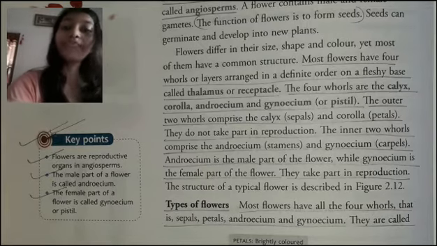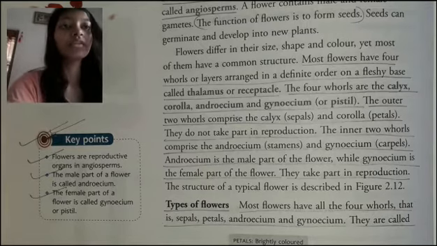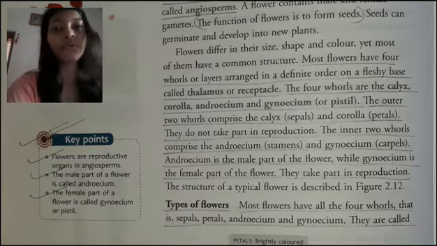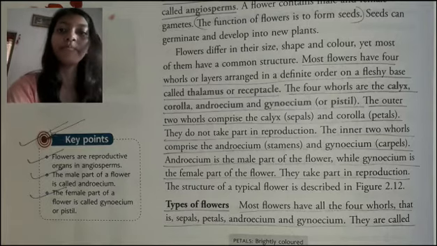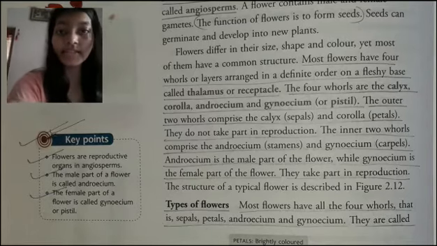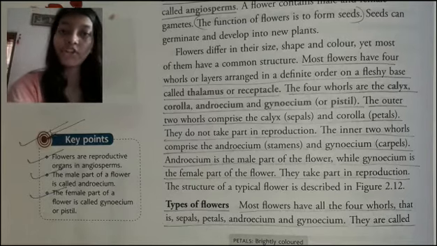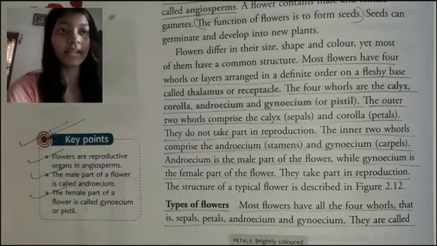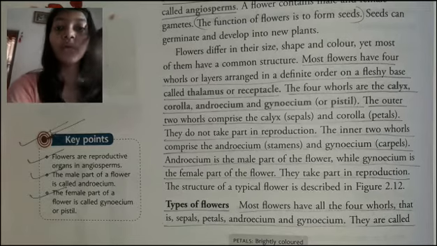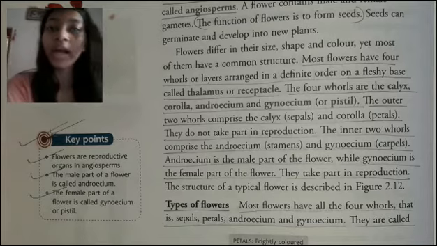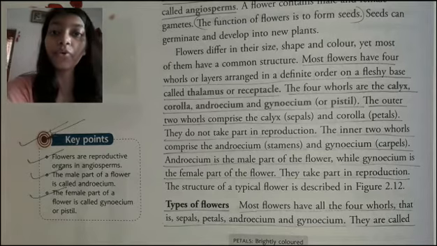Most flowers have these 4 whorls, arranged in a definite manner on the fleshy base. The thalamus is the fleshy base on which the 4 whorls of a flower are based. The 4 whorls are calyx, corolla, androecium and gynoecium. Gynoecium is also known as pistil. These are the 4 whorls of a flower.